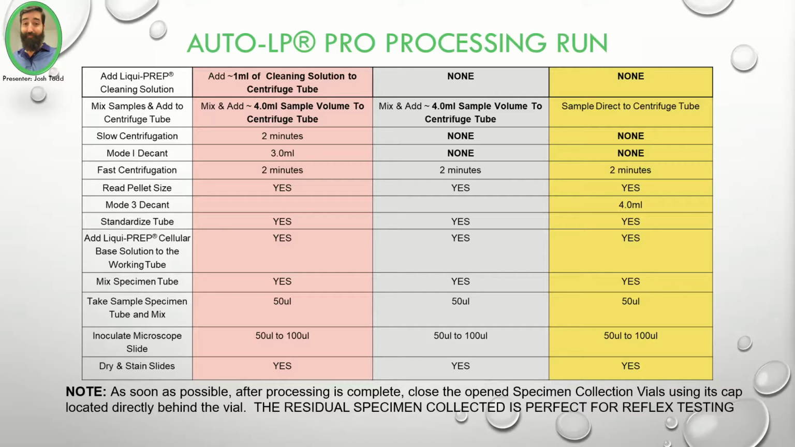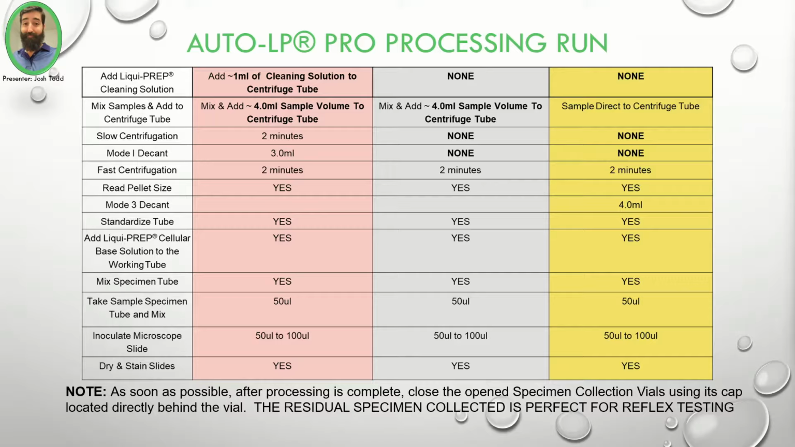Next, I would like to cover the AutoLP Pro processing runs to review the difference between the 3 processing modes. Starting on the left with adding LiquidPrep cleaning solution, 1 milliliter of cleaning solution is added to the centrifuge tubes on only Mode 1. Next, the specimens are mixed and added to the centrifuge tubes in Modes 1 and 2. In Mode 1, there is a slow centrifugation followed by a decant of 3 milliliters. There is no slow centrifugation or decant in Modes 2 or 3. Followed by a fast centrifugation for 2 minutes on all 3 modes.